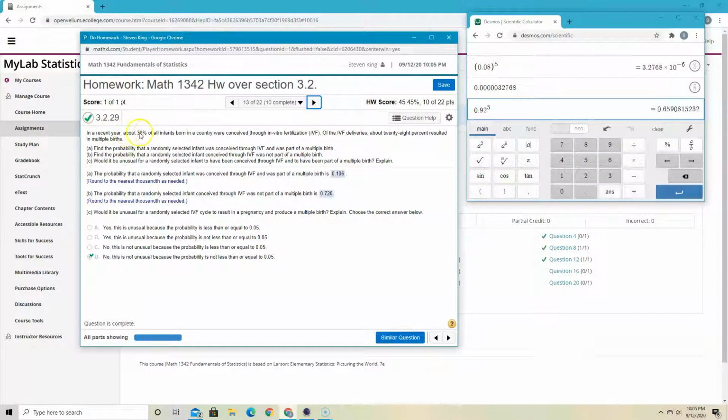In a recent year, about 38% of all infants born in a country, so the infants, well, they're born, they're alive, and they were conceived through this in vitro fertilization procedure. Okay. I don't know if this is true anywhere, but that would be a lot, 38%. I'm sure this is made up.